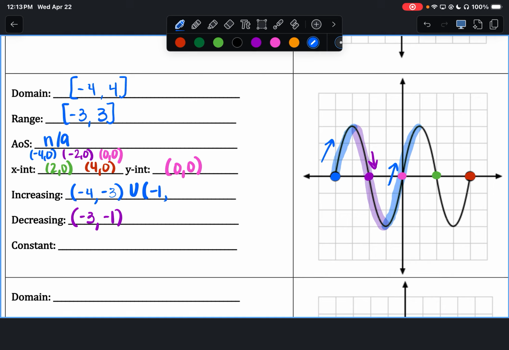X values, remember that. 1. Because it goes from negative 1 to 1. That's where it stops increasing. Then it switches and goes back to what? Decreasing. So I need to put a what? A union. And then when does this section start decreasing? What X value? 1. And when does that section stop decreasing? It is 3. Because it's over 1, 2, 3.